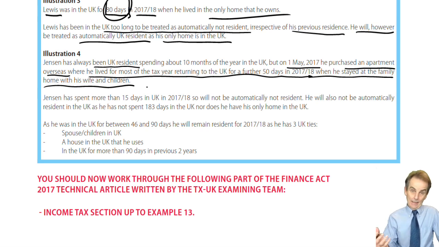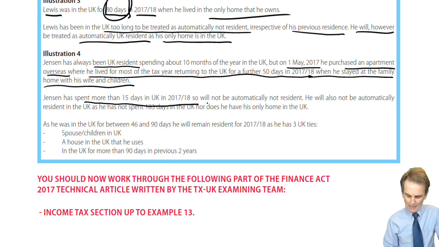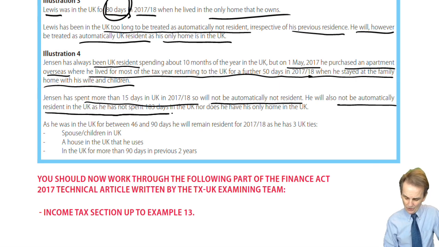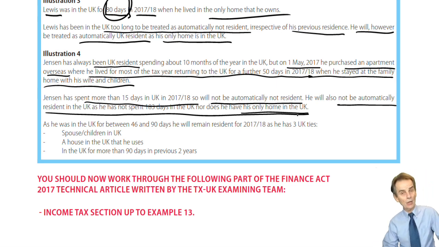No. He was previously resident in the UK. He spent more than 15 days in the UK in our 17-18 tax year, so he won't be classified as automatically not resident. So therefore, will he be classified as automatically UK resident? Well, no, he won't be, as he's not spent 183 days, nor does he have his only home in the UK. He's got the overseas apartment, of course, which is where he's been, so it's not his only home in the UK.